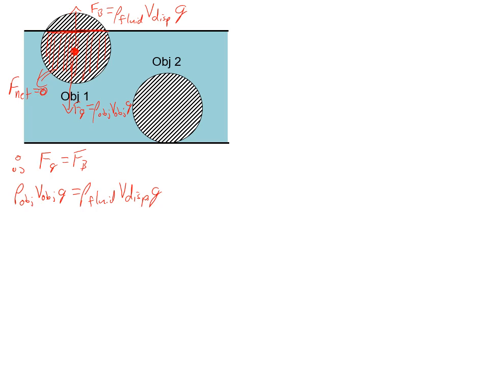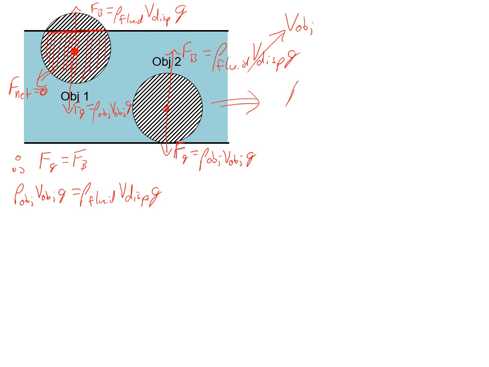Now let's look at object 2. For object 2, we have the force of gravity, which is again the density of the object times the volume of the object times g, and we have a buoyant force. Now this time the object is completely submerged, so we are going to use the density of the fluid times the volume that's been displaced times g, but the volume that's been displaced is actually the volume of the object.